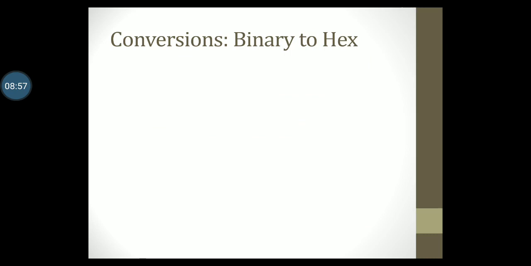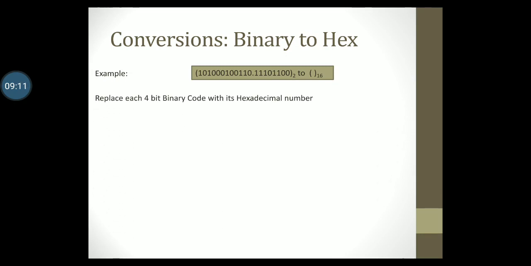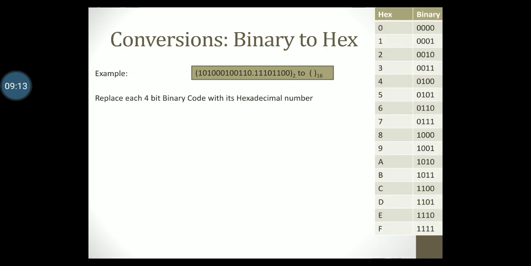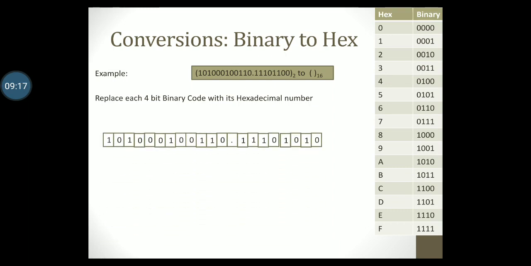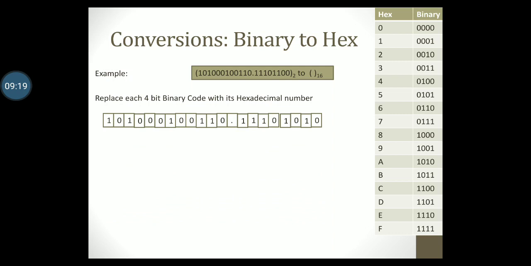Let us also see binary to hexadecimal conversion. Take an example to convert the binary number into hex. In this method, we simply replace the 4-bit binary code with the corresponding hexadecimal number. Refer to the table for the code, but it is better to learn them by heart. So I rewrite the number as it is, and now starting from the decimal point and moving left, divide the bits into 4 groups each.